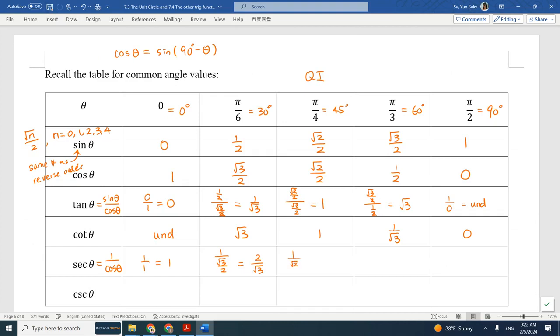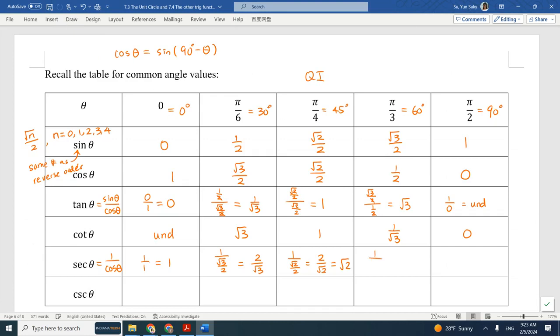Okay, how about the next number? 1 over root 2 over 2 is 2 over root 2. Do you know what 2 over root 2 is? Root 2. Do you know 2 is root 2 times root 2? Yeah, 2 is root 2 squared. The square and the square root cancel, right? So 2 is root 2 times root 2, and we cancel 1 copy of root 2. Then we still have 1 copy of root 2. Yes, everybody?